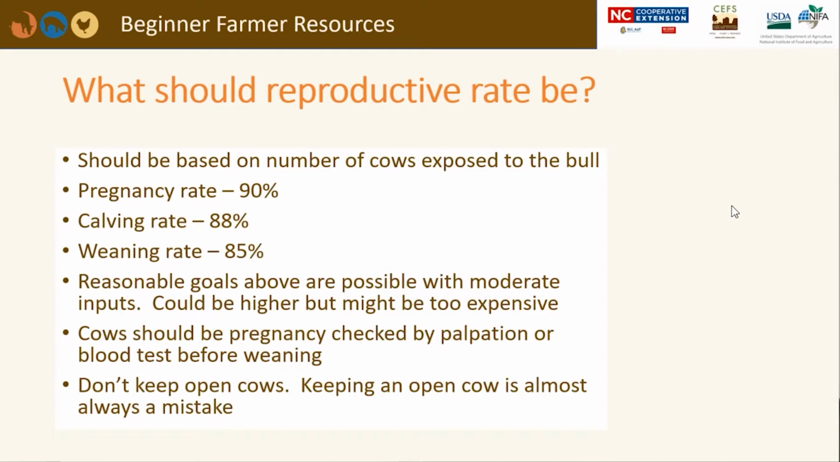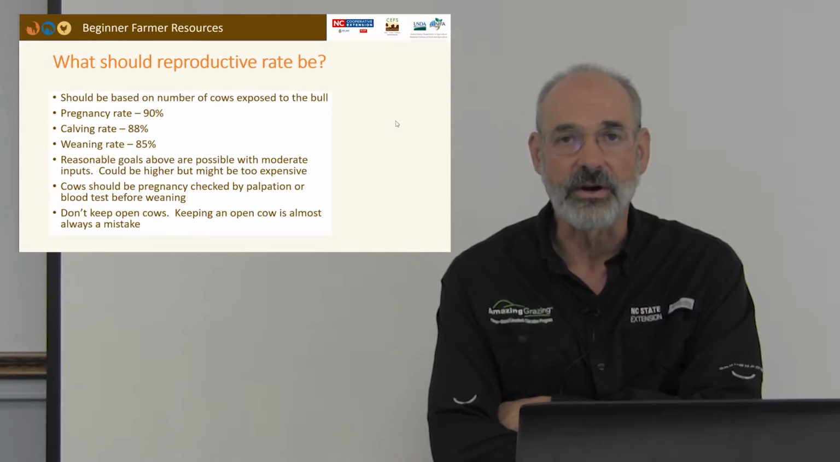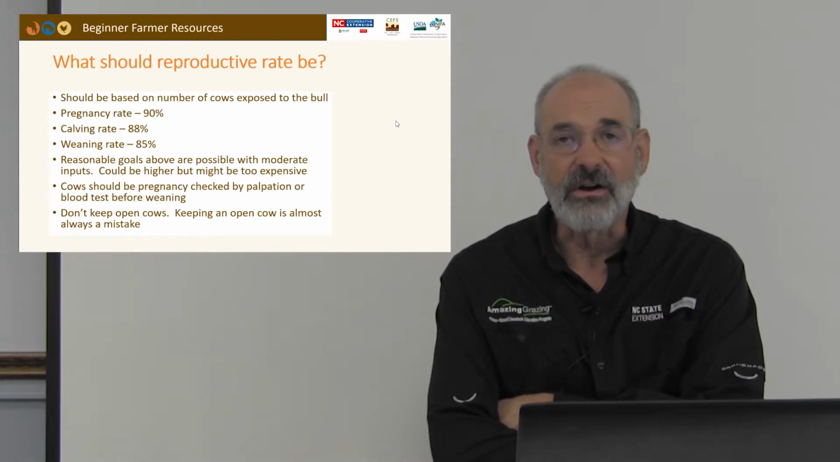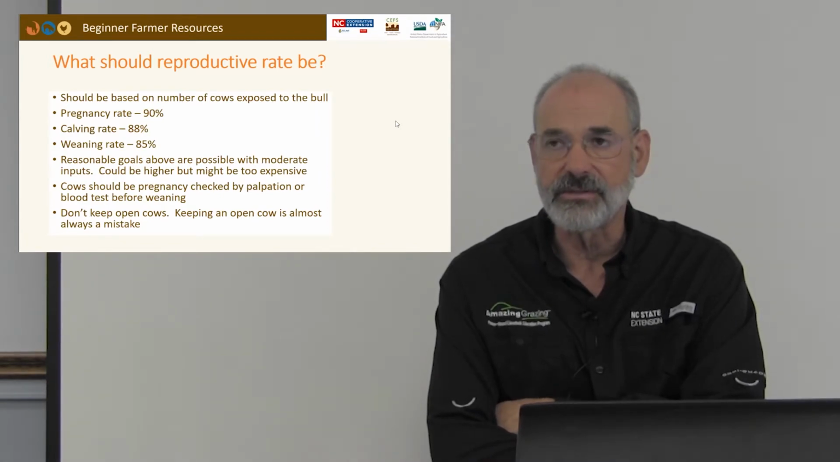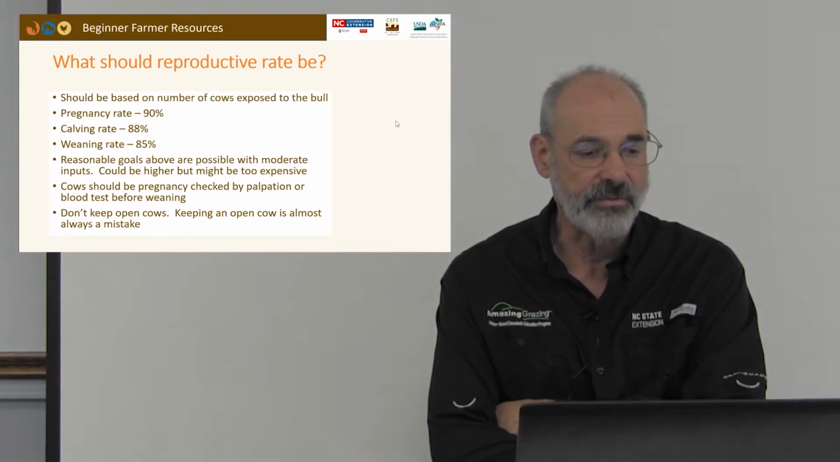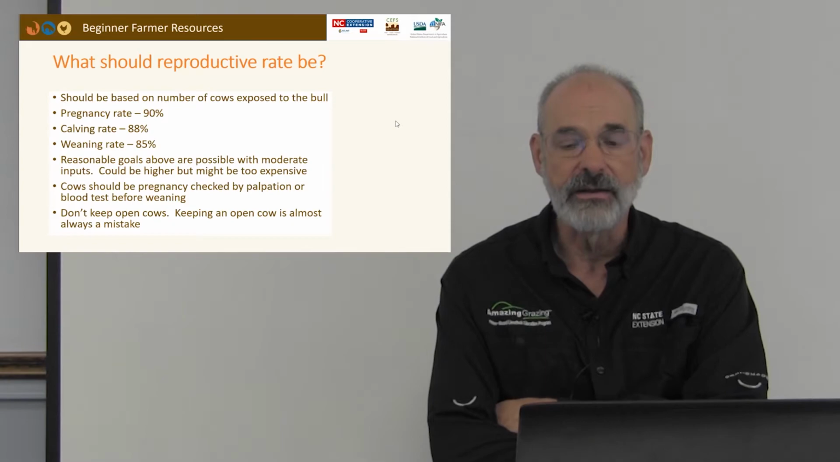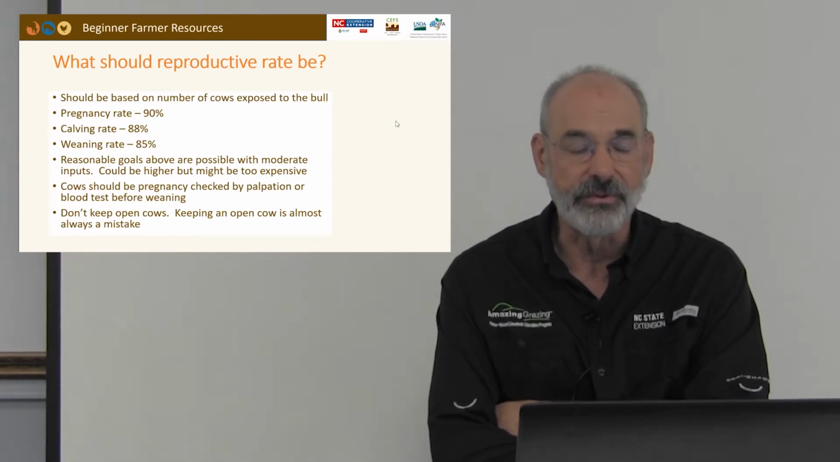So one thing that we get a lot of questions about is what should your reproductive rates be? In other words, what is a target for how many cows you get bred out of your herd? And this is a hard thing to deal with, because the truth is that we expect there to be some open cows each time that we go through the breeding season. Our pregnancy rate, this being the number of cows bred per cows exposed to the bull, would be 90%.